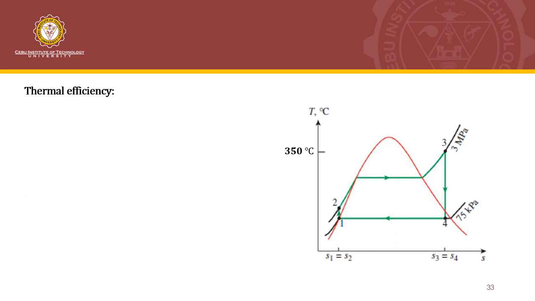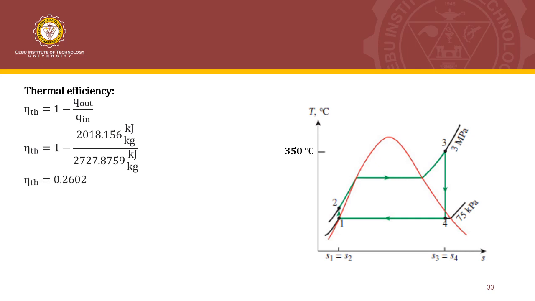And then for the thermal efficiency, we can use the formula 1 minus Qout over Qin. We already have the values of Qout and Qin from the previous results, so we can already get the thermal efficiency. So that is 26.02%. If you can see, that is a very small thermal efficiency. It means that 74% of the heat input is being wasted because only 26% is being used.